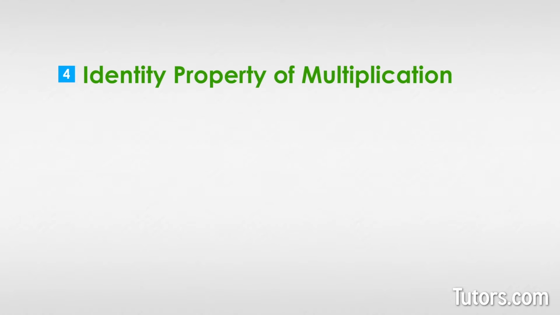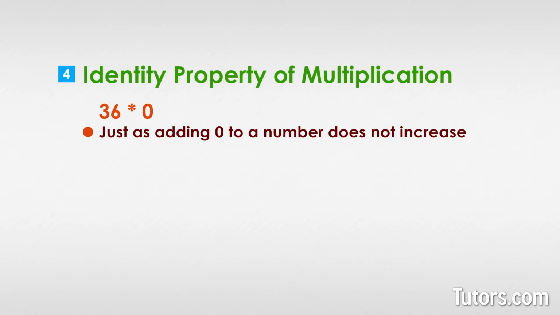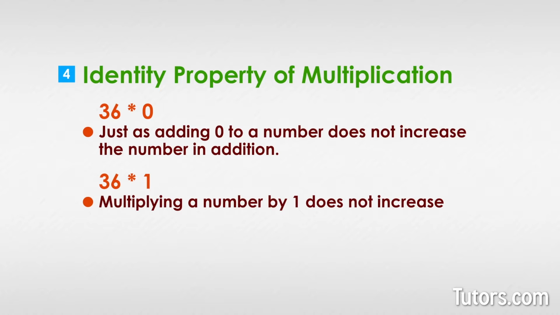Fourth is the identity property of multiplication. Just as adding 0 to a number does not increase the number in addition, multiplying a number by 1 does not increase the number in multiplication. The identity of the number has not changed. Any number times 1 gives the original number as the product in math.